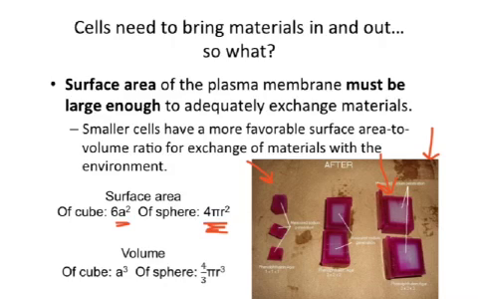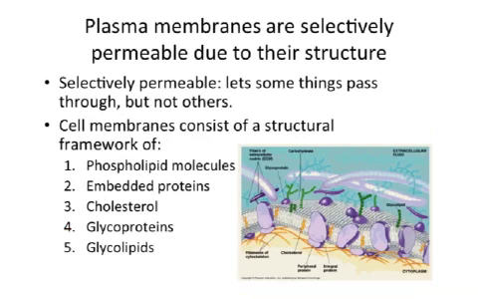And then the volume of a cube is the side length to the third power, so side cubed. And the volume of a sphere is 4/3 pi r cubed. And don't forget that the radius is just the diameter divided by 2. So this would be the radius right here. Again, we'll practice those in class.